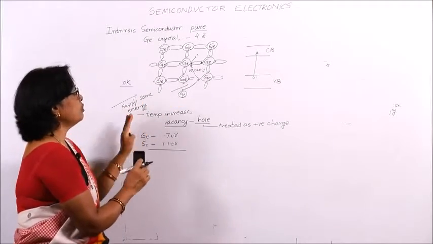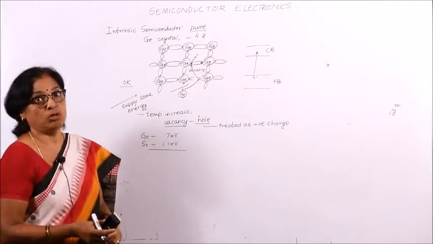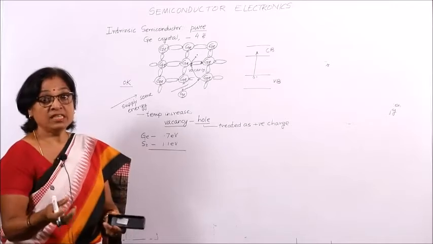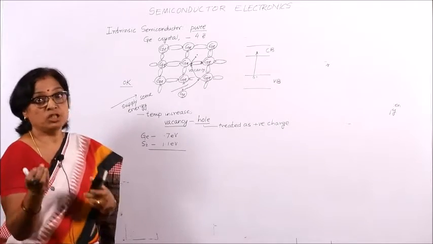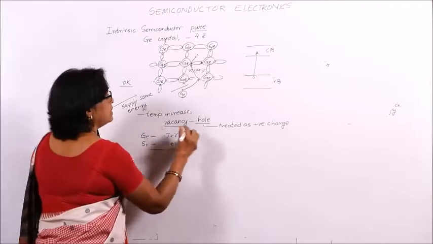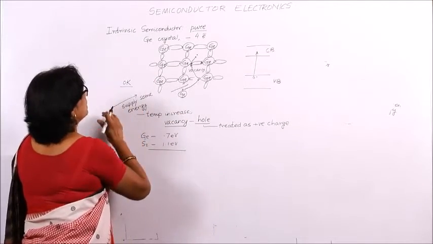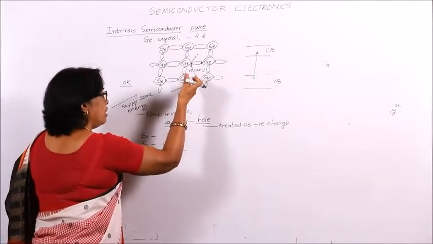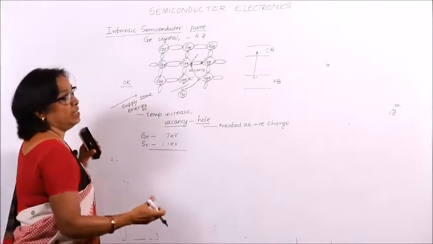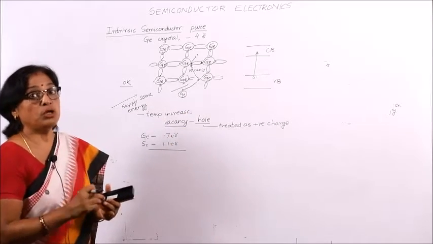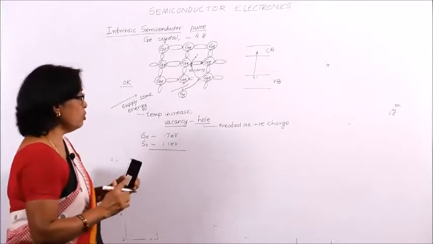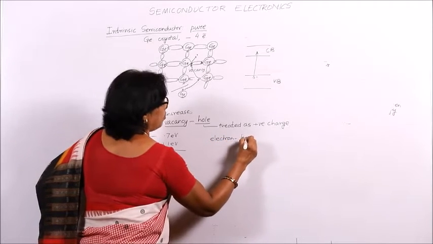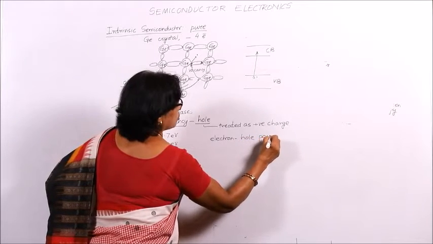And holes move from atom to atom by breaking the covalent bonds. Because holes are vacancies which can attract electrons, we call it a positive charge. So a hole is treated as a positive charge. In the case of an intrinsic semiconductor, as temperature increases, each covalent bond that breaks produces one electron and one hole. So there are electron-hole pairs. Electron-hole pairs are produced in pairs.